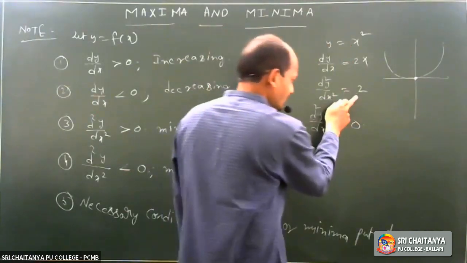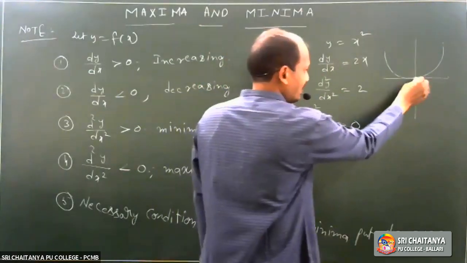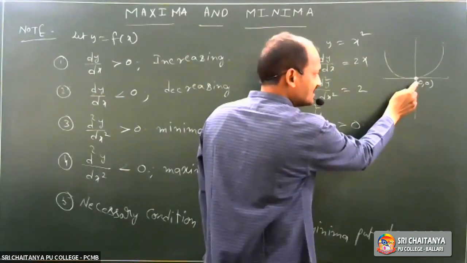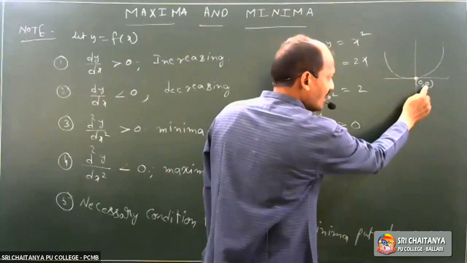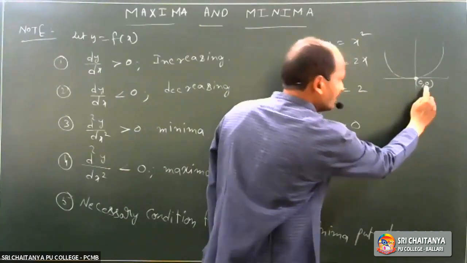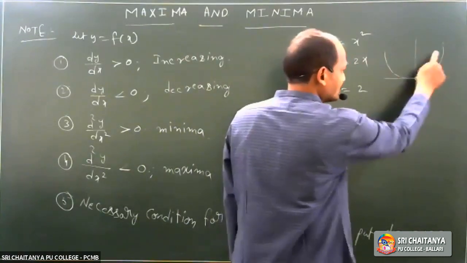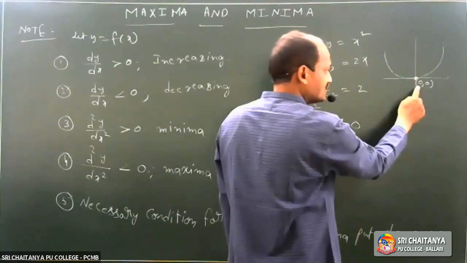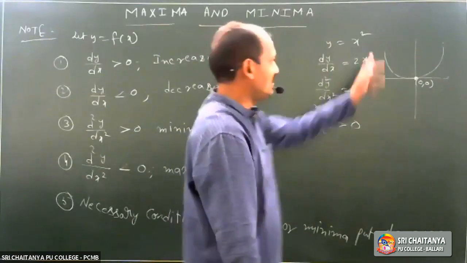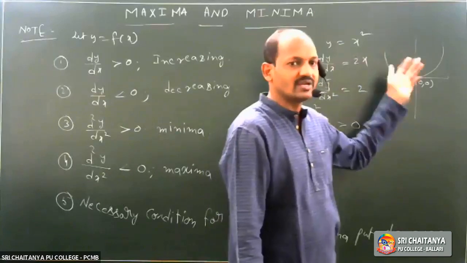Second derivative positive. The graph, you also know, is at 0, 0. So minimum at x equal to 0, y also 0. So the minimum value is 0 at x equal to 0. The graph passes through the origin: if x equal to 0, then y is also 0. So having a minimum, there is no maximum.